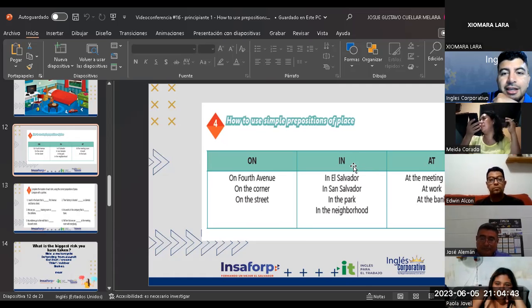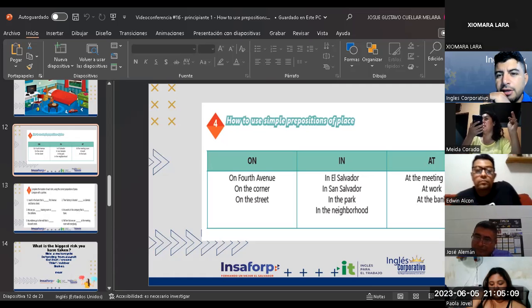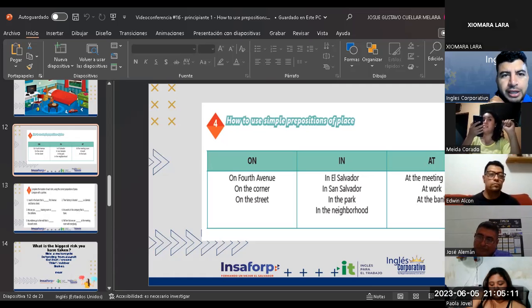And what about in? In lo utilizamos para los lugares como in El Salvador, in San Salvador, in the park, in the neighborhood. No es donde confundirnos ahí, ¿verdad? Fácil. In Soyapango, in Tlatelolco, in Mexicanos, ¿ok? At se utiliza principalmente para algo súper específico. At the meeting room, en el salón de reuniones. At work, en el trabajo, en tu trabajo. At the bank, en el banco.